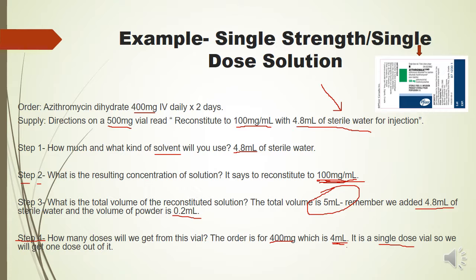So now we know our dose was only 4 mils. We know our total volume was only 5 mils. Sorry, that was a horrible way of doing that. Our total was only 5, okay? Which means we can only get 1 dose, so a single dose. So single dose vial, single dose. So we take out our single dose and we throw away the vial.